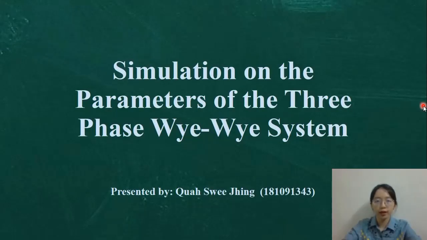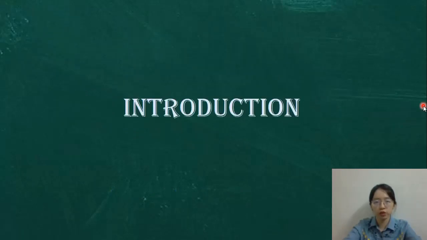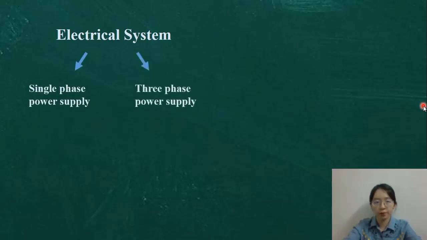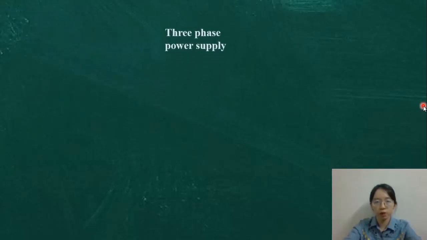My metric number is 181091343, and my individual project is simulations on the parameter of the three-phase YY system. Now I would like to start with my introduction. As we know, the electrical system can be connected in single-phase power supply or three-phase power supply, and this individual project is focused on three-phase power supply.